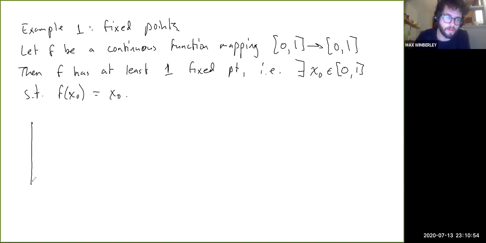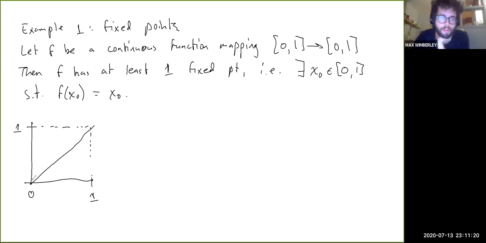But the picture here is basically this. So we have, here's 0, 1. Let's say this is 1. So basically the graph of f is in this box, right? And for some x naught, for f of x naught to equal x naught means that the graph of f hits this diagonal line, right? Like that. So obviously, if f of 0 equals 0, then that counts already. Or if f of 1 equals 1, that also counts as a fixed point.